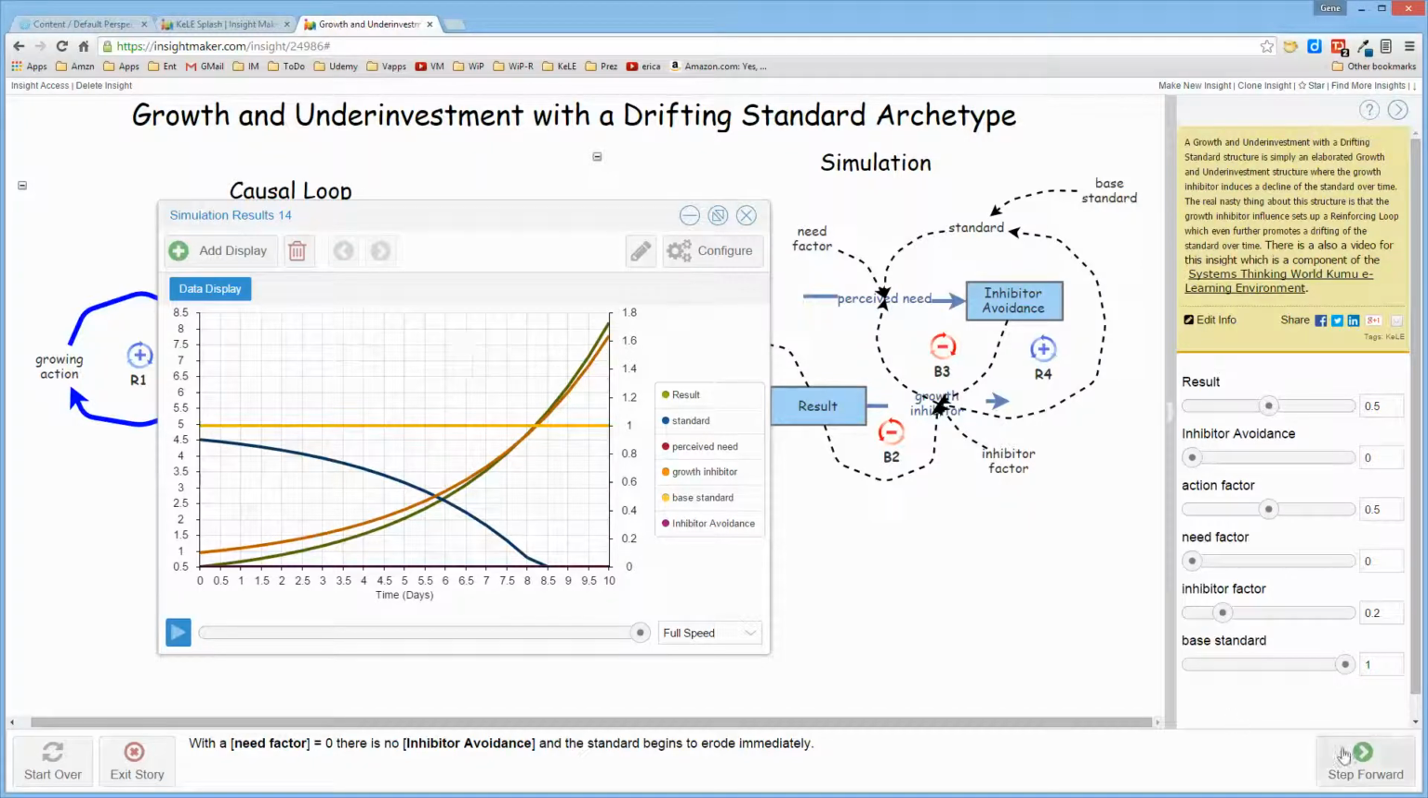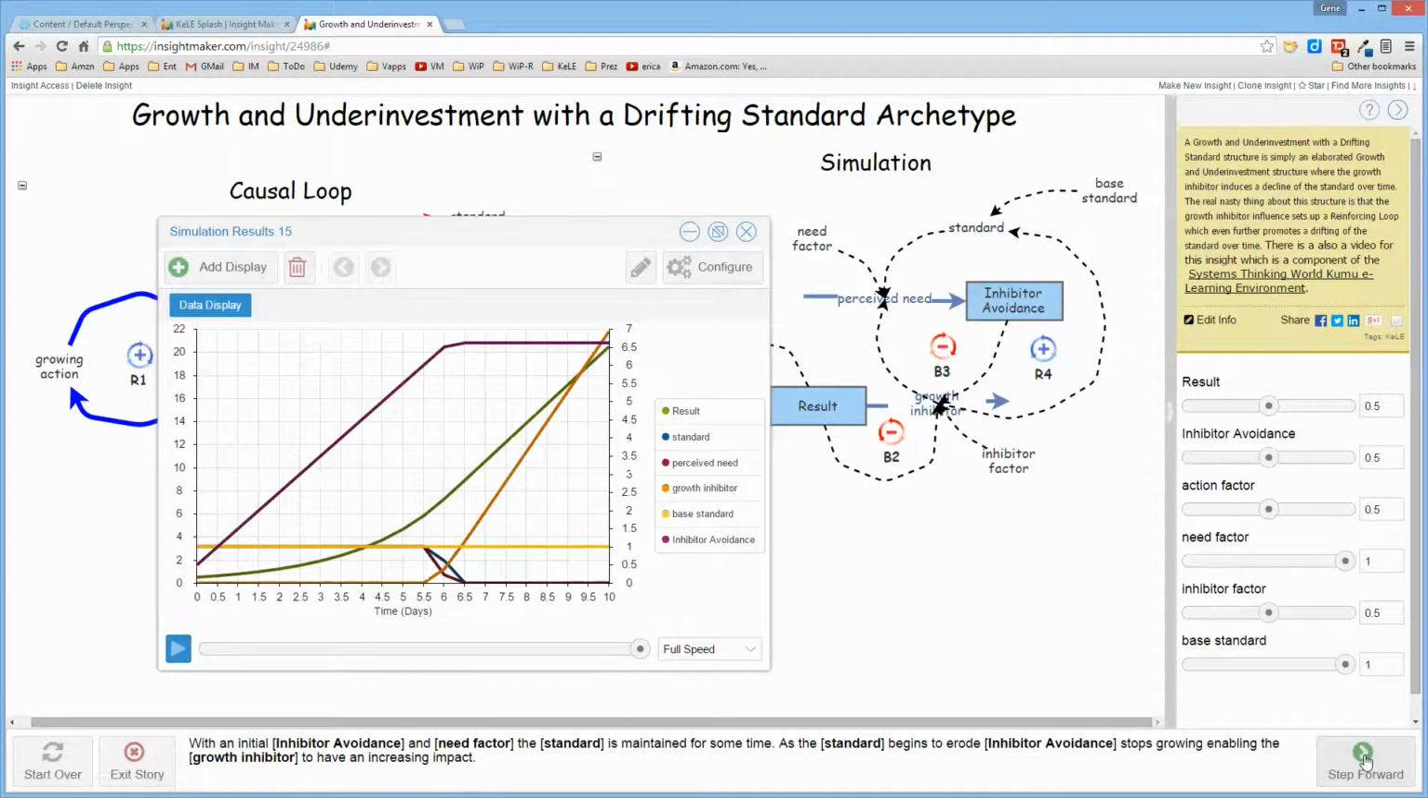Now, if we go ahead and begin this with an initial inhibitor avoidance, note that the inhibitor avoidance continues to grow over time. The result provides an initial exponential growth, and then it becomes relatively linear as the growth inhibitor continues to offset the inhibitor avoidance.